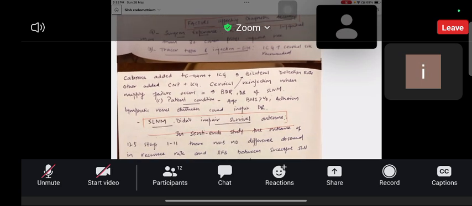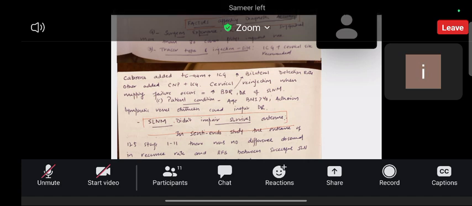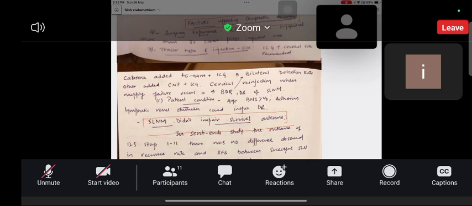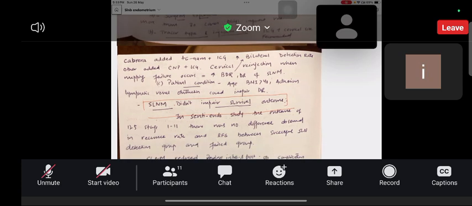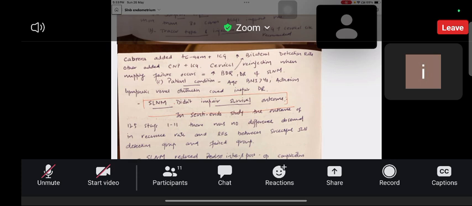Cabrera et al. added technetium 99 to ICG. Both showed increased bilateral detection rate. Others in this study added carbon nanoparticle plus ICG. Cervical reinjection can be done again if mapping failure occurs. If you do cervix injection again, your bilateral detection rate and diagnostic results improve. Third factor is patient's condition: age, BMI over 40, adhesions, lymphatic vessel obstruction, or filariasis could impair your diagnostic accuracy.